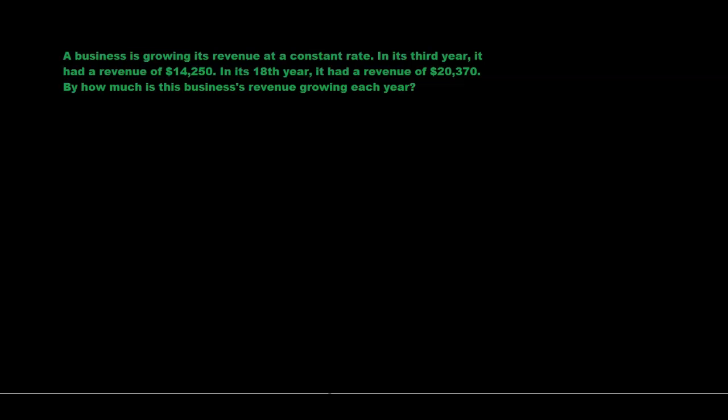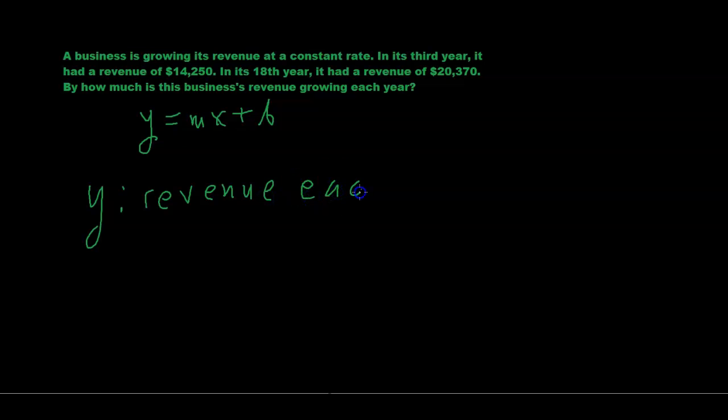So let's remember that the rate of growth, or the rate of change, is the amount by which the revenue is growing each year. That means if we considered this relationship as a line, y equals mx plus b, where y is going to be the revenue each year, and x is going to be the year. The independent variable, or the input, is the year. The output, or the dependent variable, is the revenue for that year.